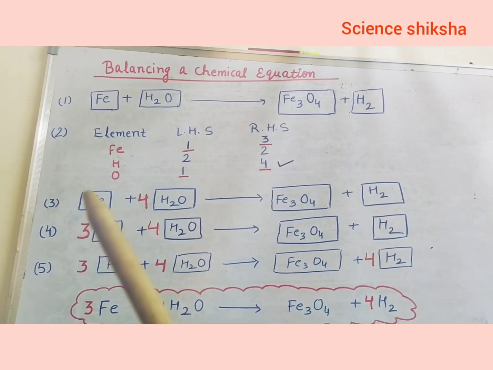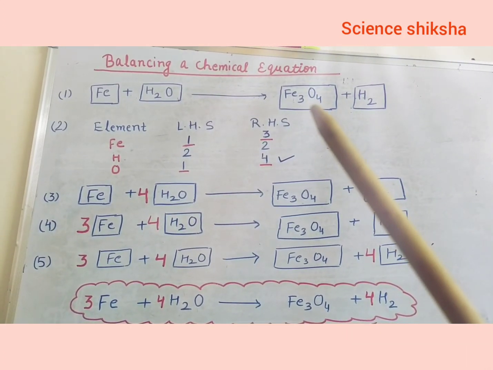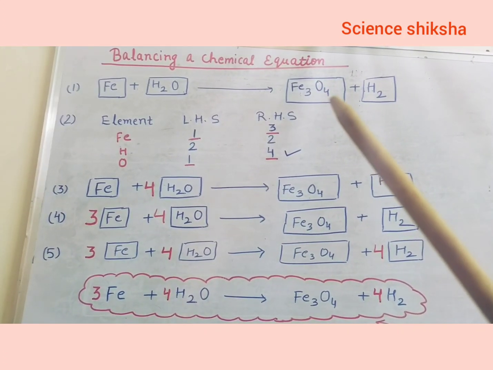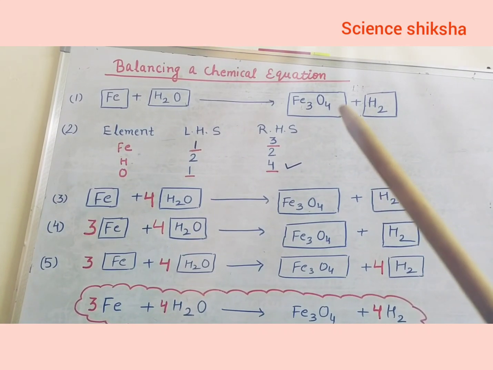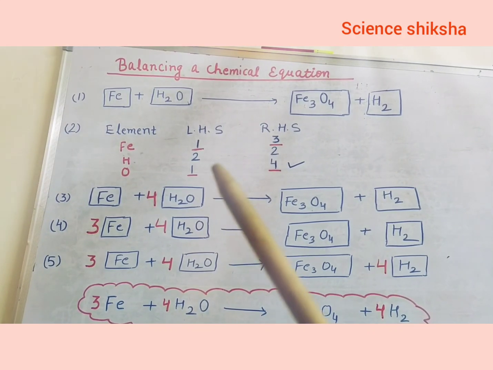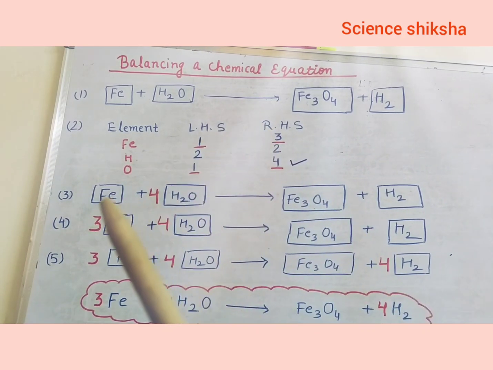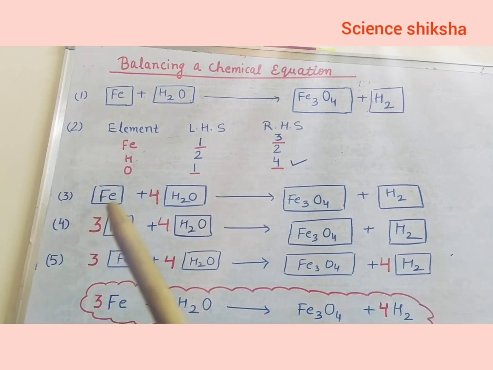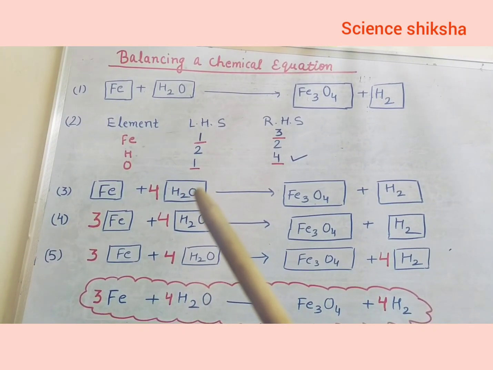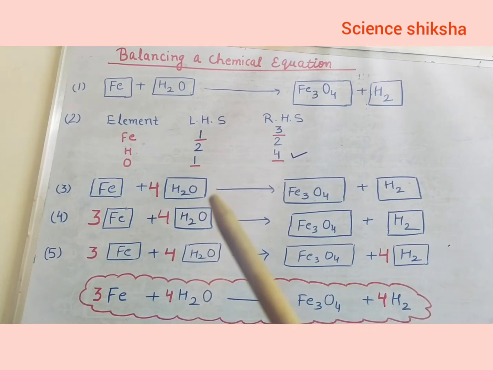in the third step we will take the biggest formula and start balancing the element with the largest number of atoms, that is oxygen. So here on the left hand side it is 1 and on the right hand side it is 4 atoms. So in the third step, put 4 before oxygen on the left hand side so that the oxygen atoms become balanced.